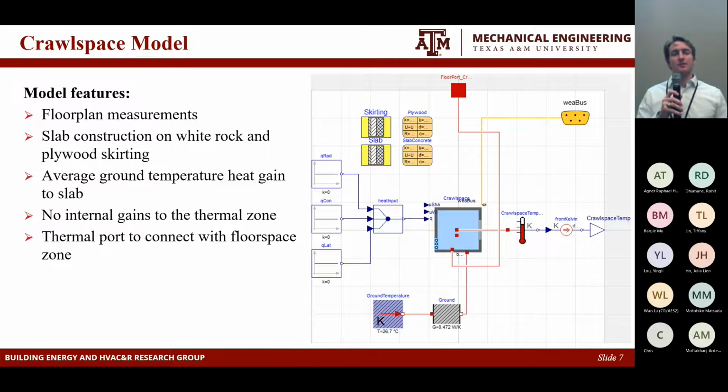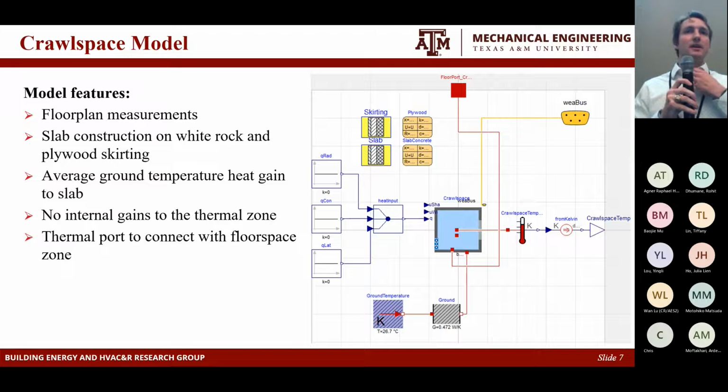Here we'll move on to the crawl space model. The crawl space model is just constructed out of plywood skirting. That is it. There's no holes in it, and there are no internal gains being produced inside there. Following the engineering floor plan, we're able to construct it the same way we did the floor space model, with just a very simple plywood skirting around it.